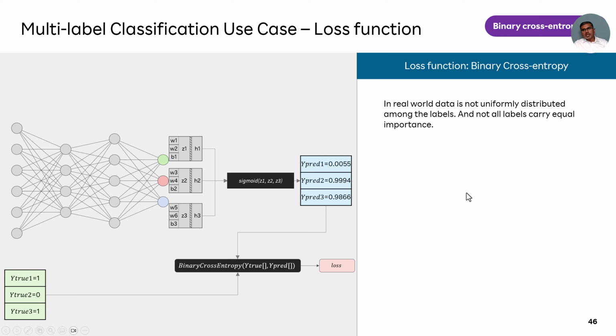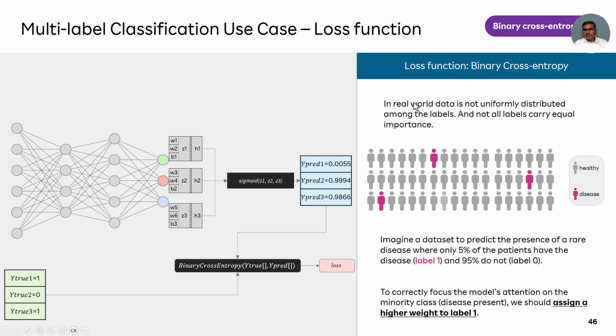So the first thing is, in real life, data is not uniformly distributed among the labels, and not all labels carry equal importance. What do I mean by that? So let's look at something like this. Let's say that you're a hospital and you're trying to predict, based on different parameters, whether a patient has a very rare disease or not. Now, this is your entire population of patient data in your database, and only 3 of them have this rare disease, right? Let's say 5% of this input patient pool has this disease.